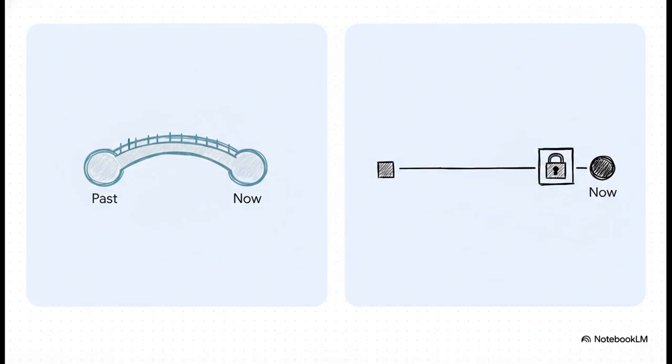The present perfect builds a bridge from the past all the way to the present moment. There's a connection. But the past simple? Nah. It takes that past action, puts it in a box, locks it, and throws away the key. It is completely finished and separate from now.